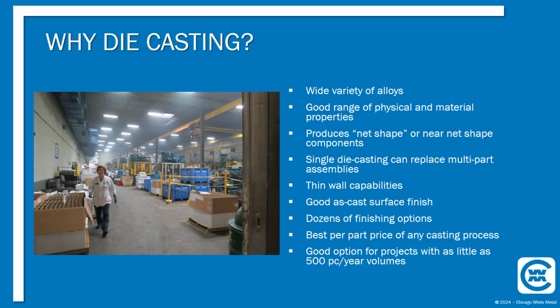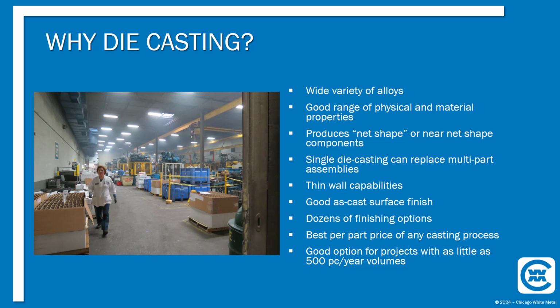Again, we'll talk about the alloys that are available. They all have a good range of physical and material properties. We'll show a table here in a second of some of those. Again, you're going to hear this over and over in this presentation, but try to get as much of the part, what we call net shape, in the die as possible when it's being cast. From an economic standpoint, the less you have to do to the cast part as it comes out of the tool, the better your project cost will be.